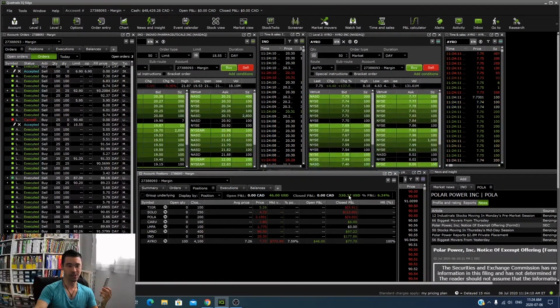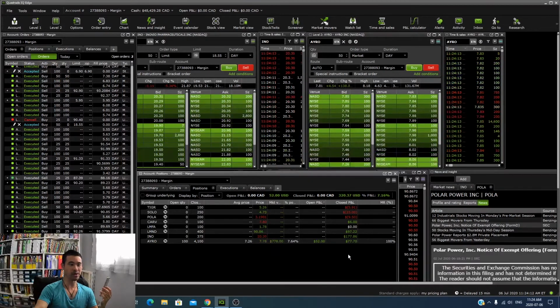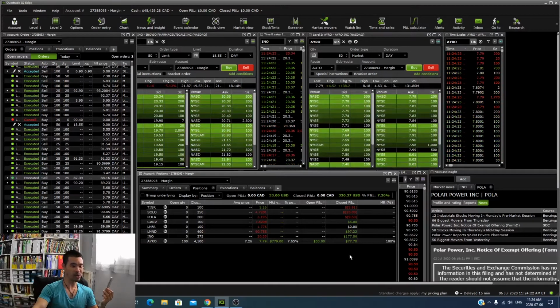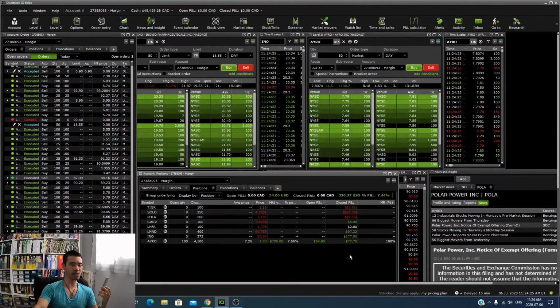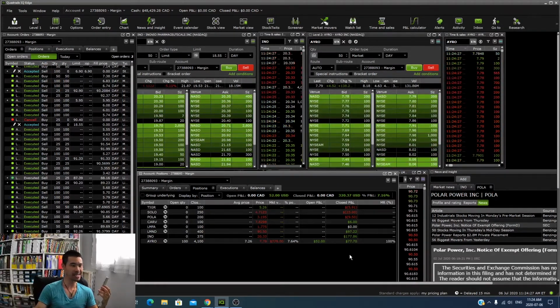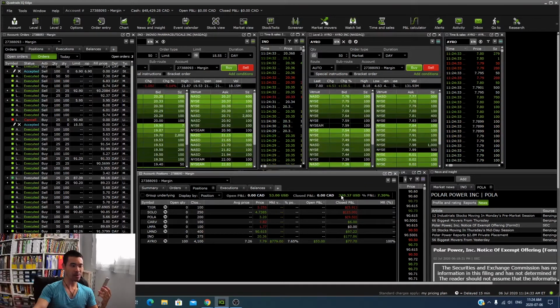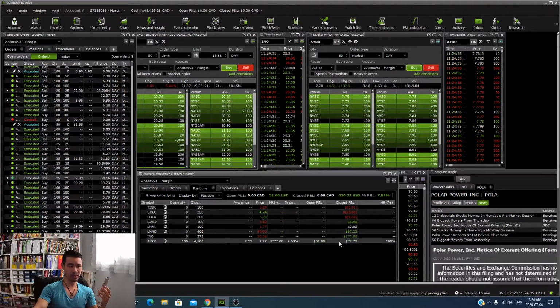So once I close this position, I should be closer to $400 USD for the day, which means I made about 550 Canadian. And that's pretty much it for today's trade recap. I hope you guys enjoyed. Once again, playing with a small portfolio size, I didn't invest anything more than $2,500, and made almost $400 once I close out this trade.